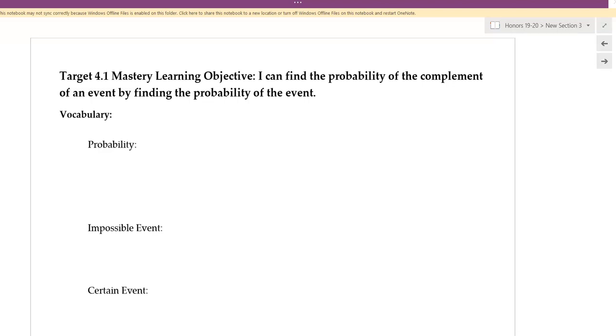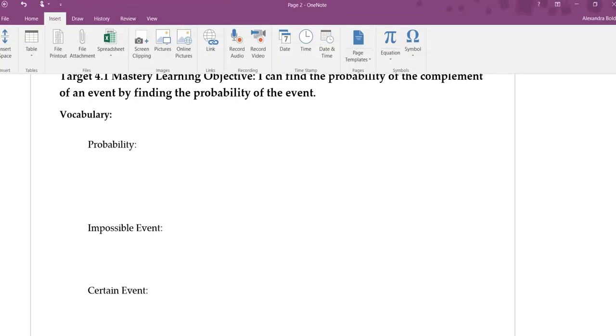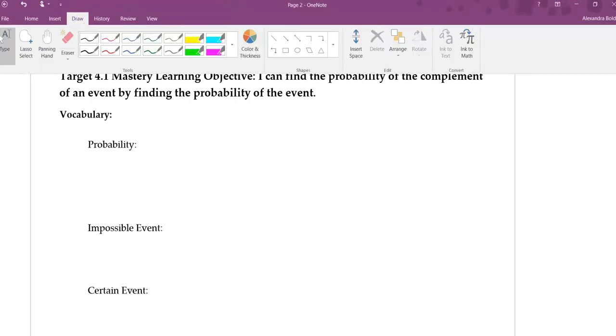We are now looking at target 4.1. Our mastery learning objective says I can find the probability of the complement of an event by finding the probability of the event. All right, so we first have to look at what probability is. You've probably done something with probability before.